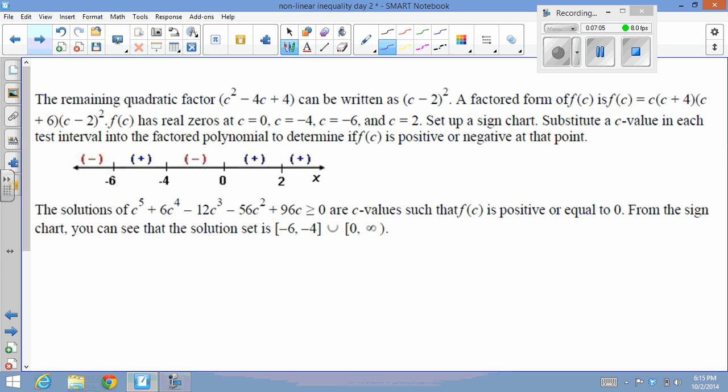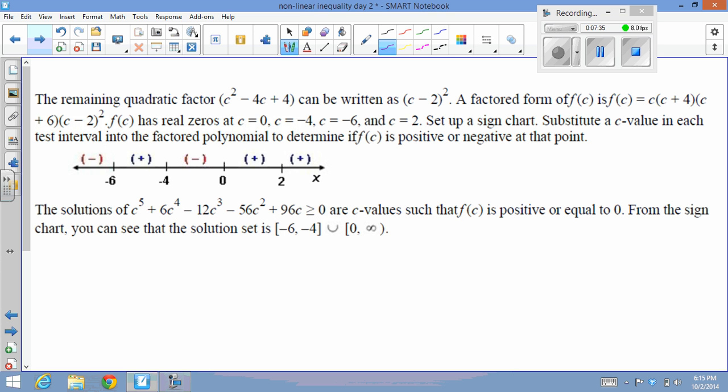So there's my numbers down on my number line, -6, -4, 0, and 2. And as I was saying before, you could pick numbers, like say -5, and you could take the -5 and place that into the original equation and find out what -5 to the 5th is, plus 6 times -5 to the 4th, minus 12 times -5 to the 3rd, minus 56 times -5 to the 2nd, plus 96 times -5, and you can find out whether that's positive or negative if you'd like.